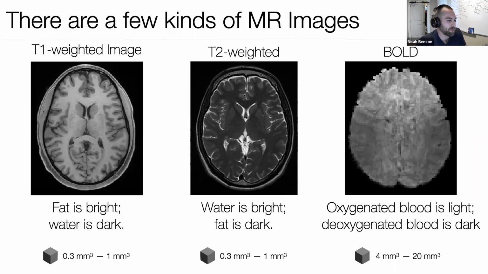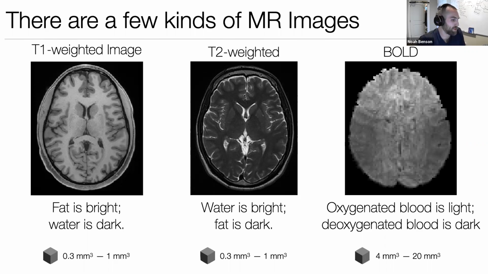In the middle is what we call a T2 weighted image, and T2 weighted images are a bit like T1 weighted images, except that the fat appears dark while water appears bright. So they're not quite as useful as T1 weighted images for structure, but for example, you can combine T1 and T2 images to estimate myelination. So they do show up quite a bit.